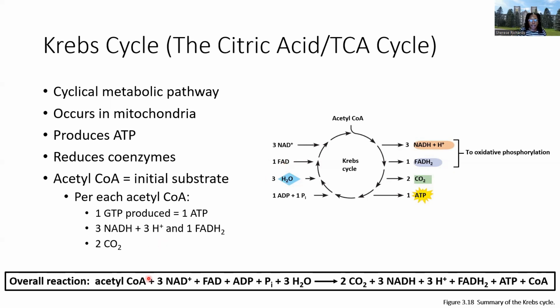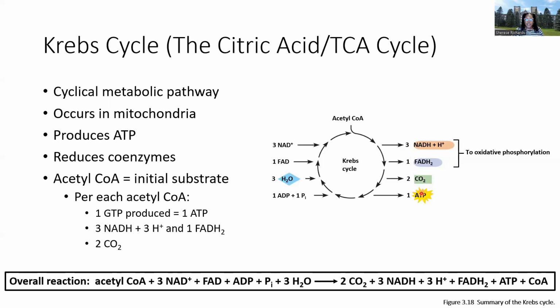So at the end of this, we have 1 acetyl-CoA inserted. We have to insert 3 NAD+, 1 FAD, and then we have 3 molecules of water, 1 ADP and 1 phosphate. And on the other end of our equation, we liberate 3 NADH carrying electrons, 1 FADH2 also carrying electrons. Both of those are going towards oxidative phosphorylation once again. As a byproduct, we liberate 2 carbon dioxides and we generate 1 ATP.